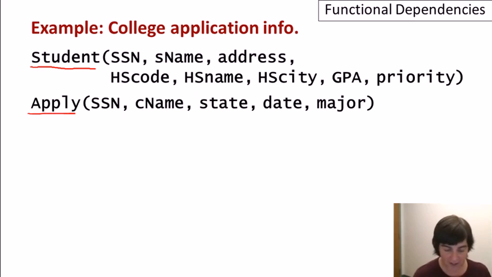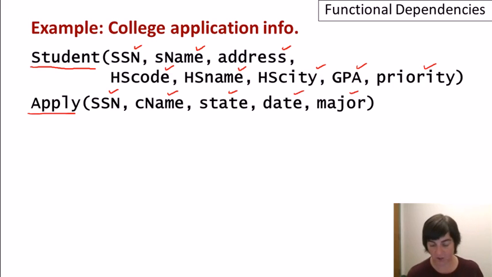The student information will have social security number, the student's name, their address, and then three attributes about their high school. We'll assume there are unique codes for high schools, but then they also have a name and are in a city. Finally, the student's GPA and a priority field for admissions that we'll see in a moment. For applications, we'll have the student's social security number, the college name they're applying to, the state of the college, the date of application, and the major. Not all of these attributes will even be used in this video, but like I said, this will permeate several videos as our running example.